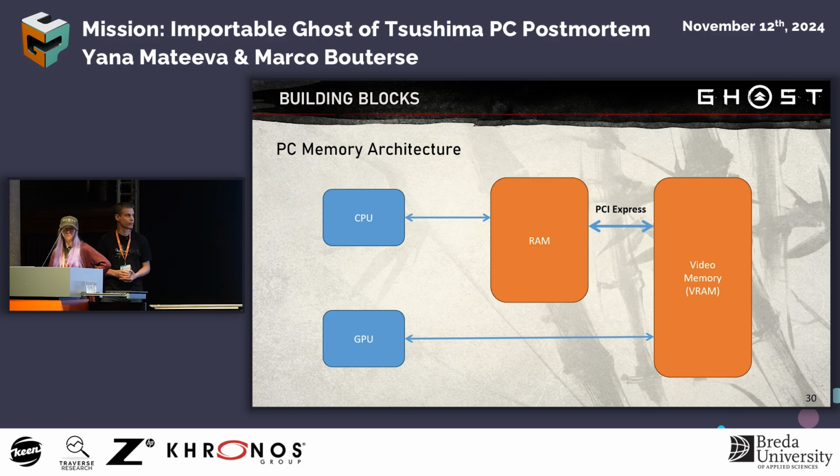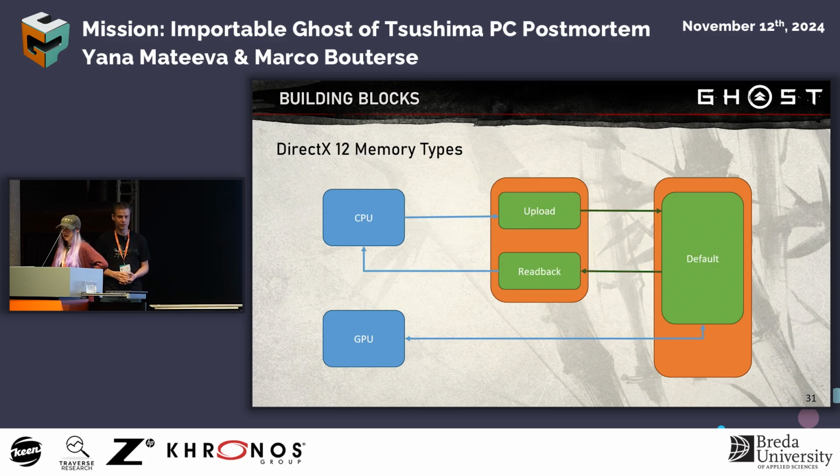And on PC, it looks something like this. We have our system memory that the CPU has access to, and we have our video memory for the GPU, and then all communication between the 2 goes over the PCI Express. More specifically, in DX12, we have a default heap in GPU memory, and then to upload data from the CPU, we go through an upload heap. To read memory that the GPU has written, we go through a readback heap.